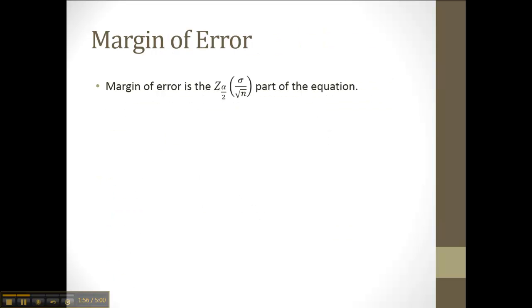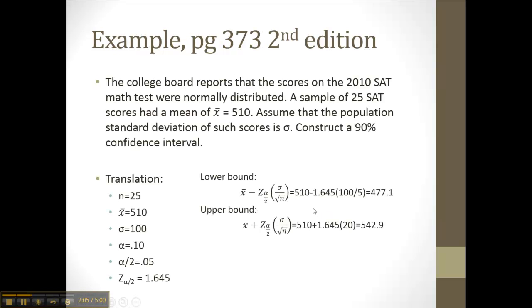When we talk margin of error, that is the z alpha over 2 times the standard deviation over the square root of the sample size. That's that part of the equation. This is the standard error right here. Okay, so when you are asked to calculate a margin of error, you should already have calculated that. It's 1.645 times 100 over 5, or 1.645 times 20, and whatever that equals.